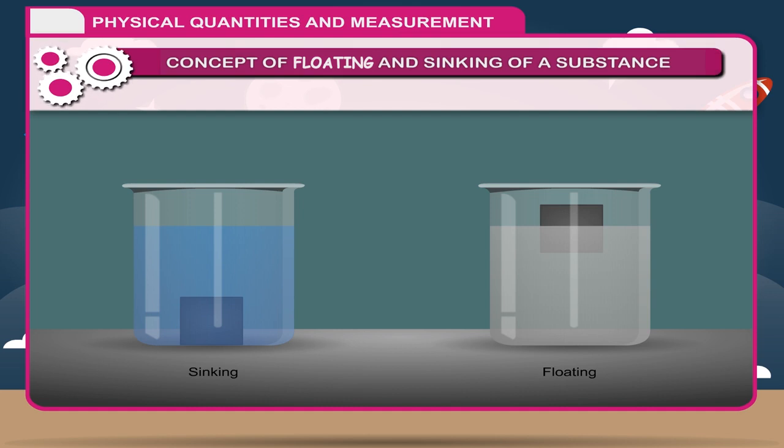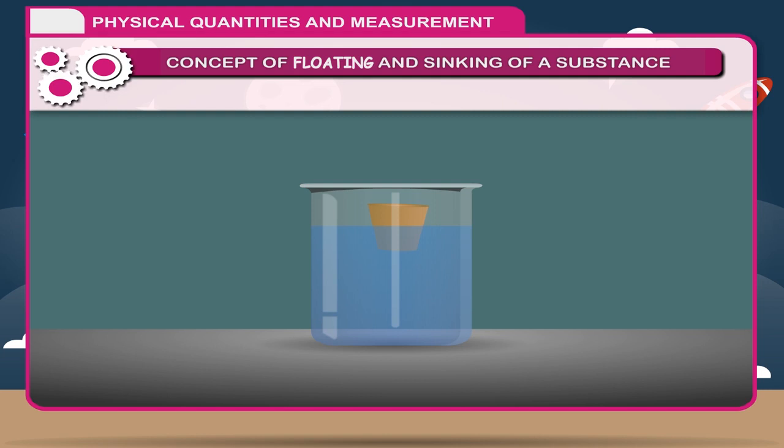Floating and sinking of an object depends upon the densities of the object and the liquid in which it floats. 1. When the density of an object is less than the density of a liquid, it will float on the liquid. Example, cork has less density than water, that is why it floats on it. 2. When the density of an object is more than the density of liquid, it will sink in it.